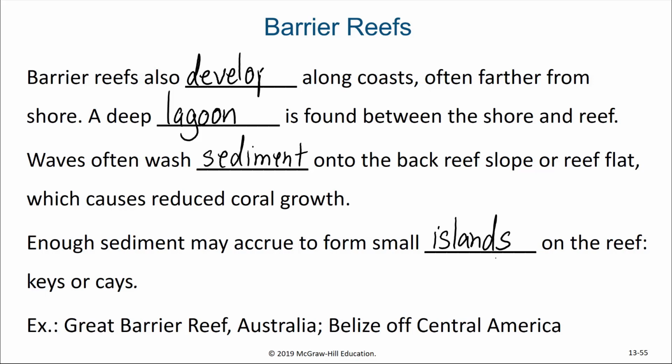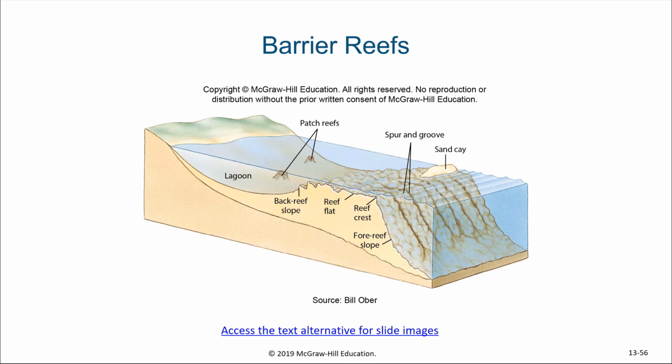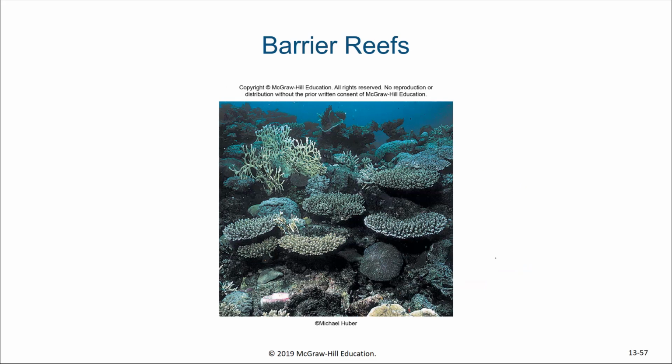Famous barrier reefs include the Great Barrier Reef in Australia, or also in Belize off the coast of Central America. The biggest difference between a barrier reef and a fringing reef has to do with that lagoon between the beach and the reef crest. Here we can see abundant coral growth that would be on the outer reef slope.